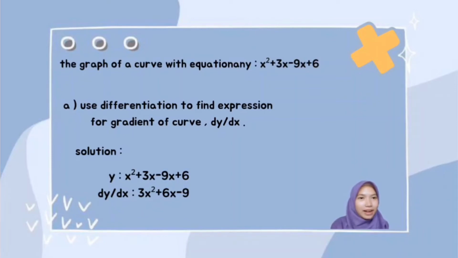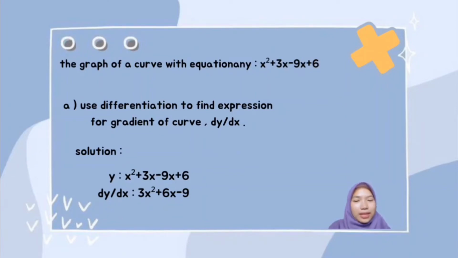So for my part, I have to solve questions A, B, C and E. The graph of a curve has the equation y equals x cubed plus 3x squared minus 9x plus 6.